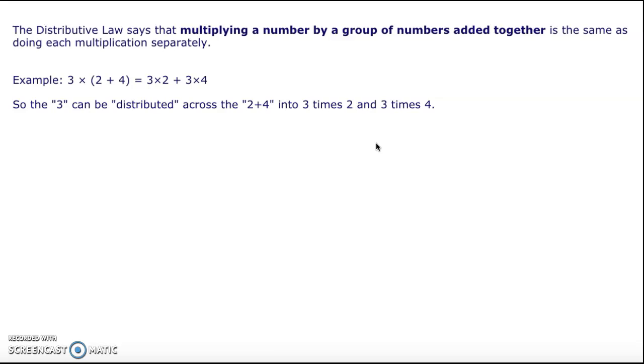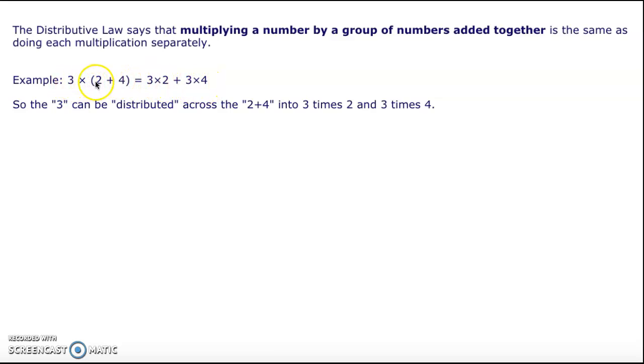So in case we forgot what the distributive law is, basically multiplying a number by a group of numbers added together is the same as doing each multiplication separately. So for example, if we multiply 3 times the sum of 2 and 4, it's the same as 3 times 2 and 3 times 4.